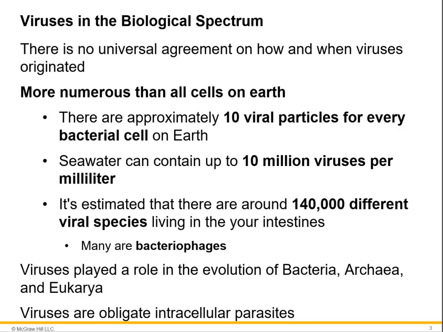There's about 10 viral particles for every bacterium. Seawater can contain up to 10 million viruses per milliliter, and believe it or not, you have about 140,000 different viral species living just in your intestines. Many of these are bacteriophages, and we'll talk about those in a little bit. Bacteriophages are viruses that infect just bacteria. So the thought is that these viral species living in your intestine help to keep the bacterial populations in check by infecting different populations, bringing their numbers down, and preventing one bacterial species from overgrowing.